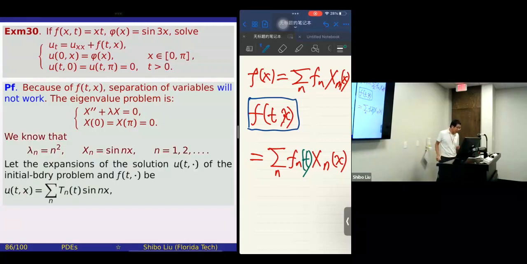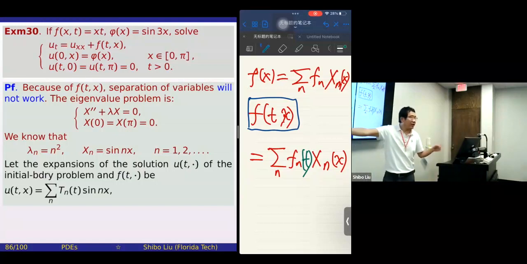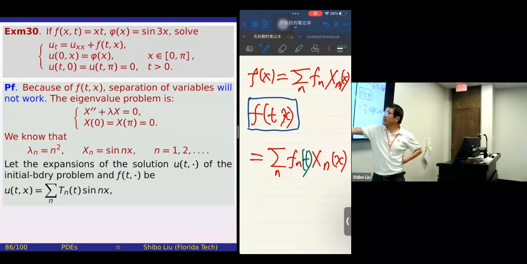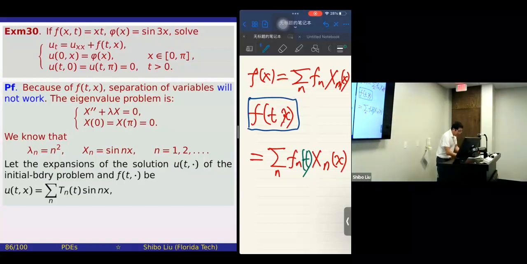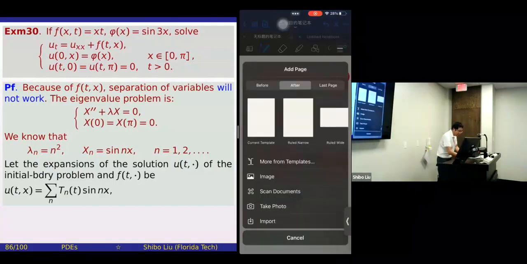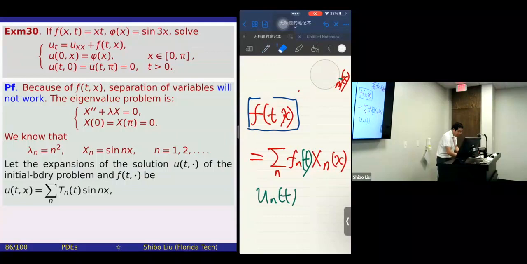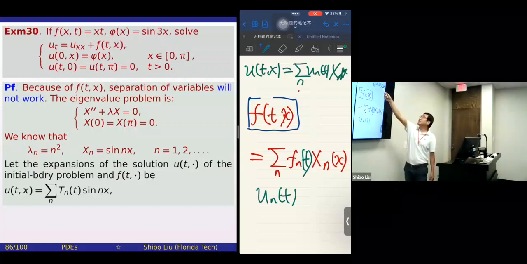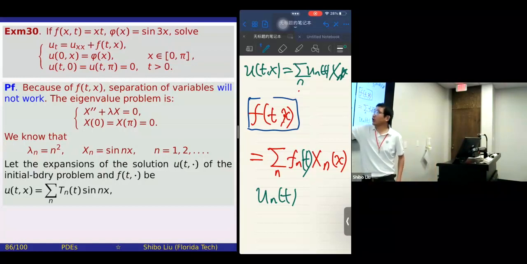So of course our solution, the solution of our problem u(t,x), if you fix every t, consider it as a function of x, can also be expanded by the eigenfunctions of the eigenvalue problem. As for f, the coefficients also depend on t. Now the coefficient of this we denote by T_n(t). Maybe if you want, you can also denote it by u_n(t). It is just a notation, not essential. Anyway, I already write T_n(t) as the coefficient of this expansion.